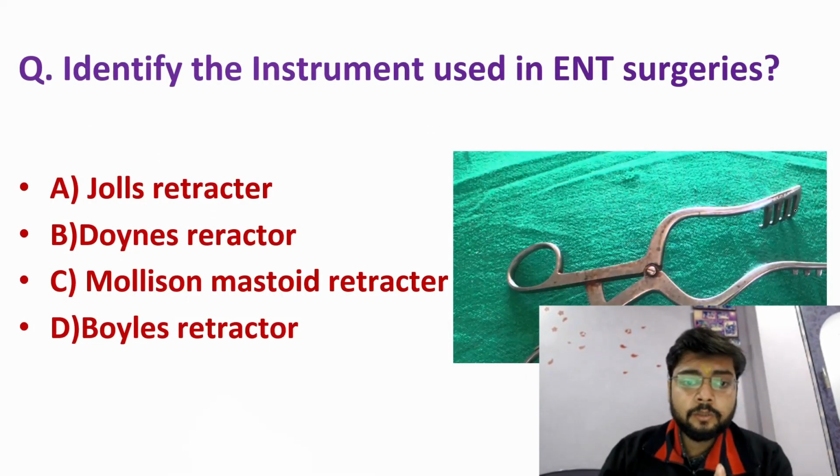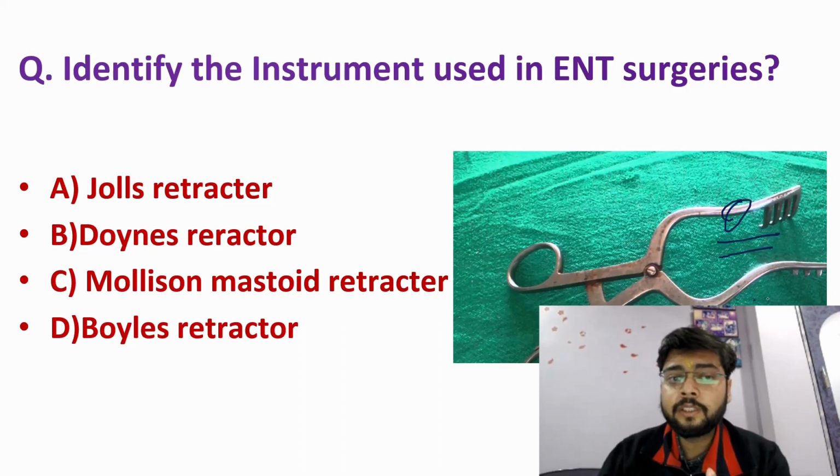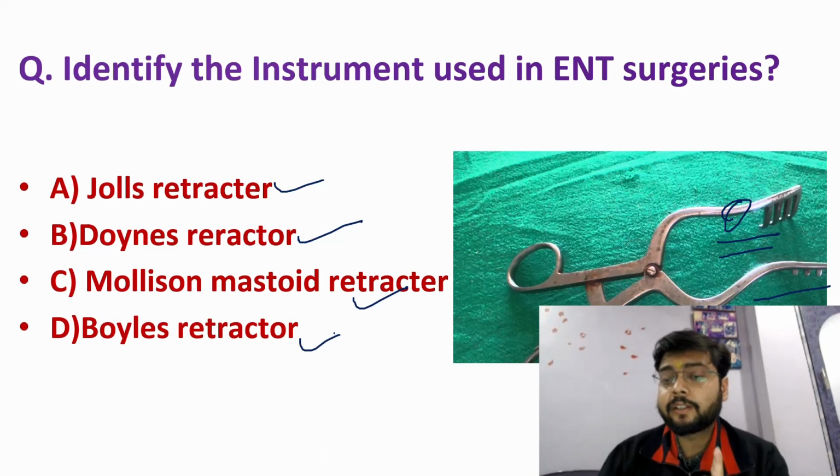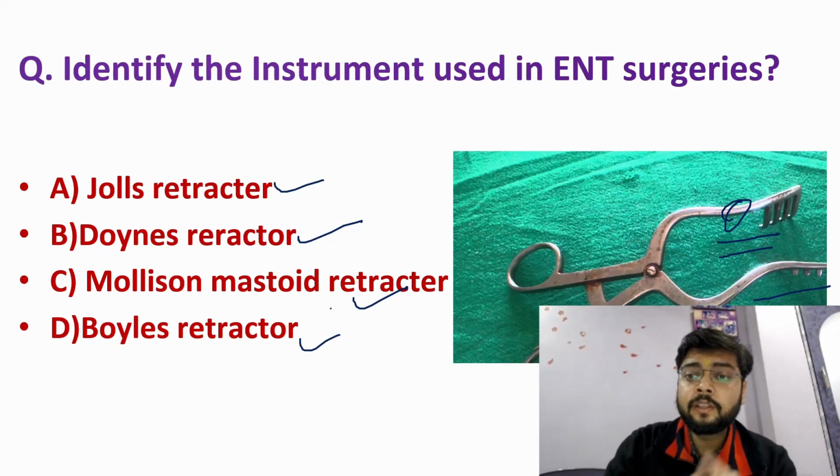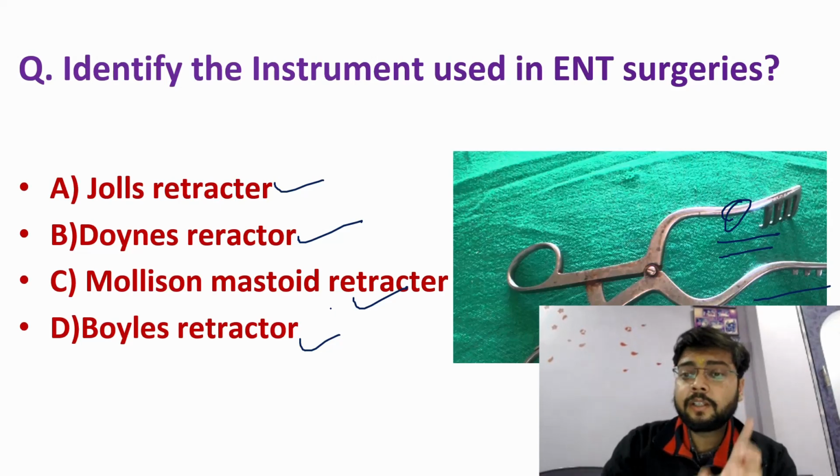And this is just your bonus question. Identify the instrument used in ENT surgeries, whether it's a jaw retractor, Doyne's retractor, Mollison's mastoid retractor or Boyle's retractor. So you are going to comment in the below section which is this, right? And I'll post the answer.